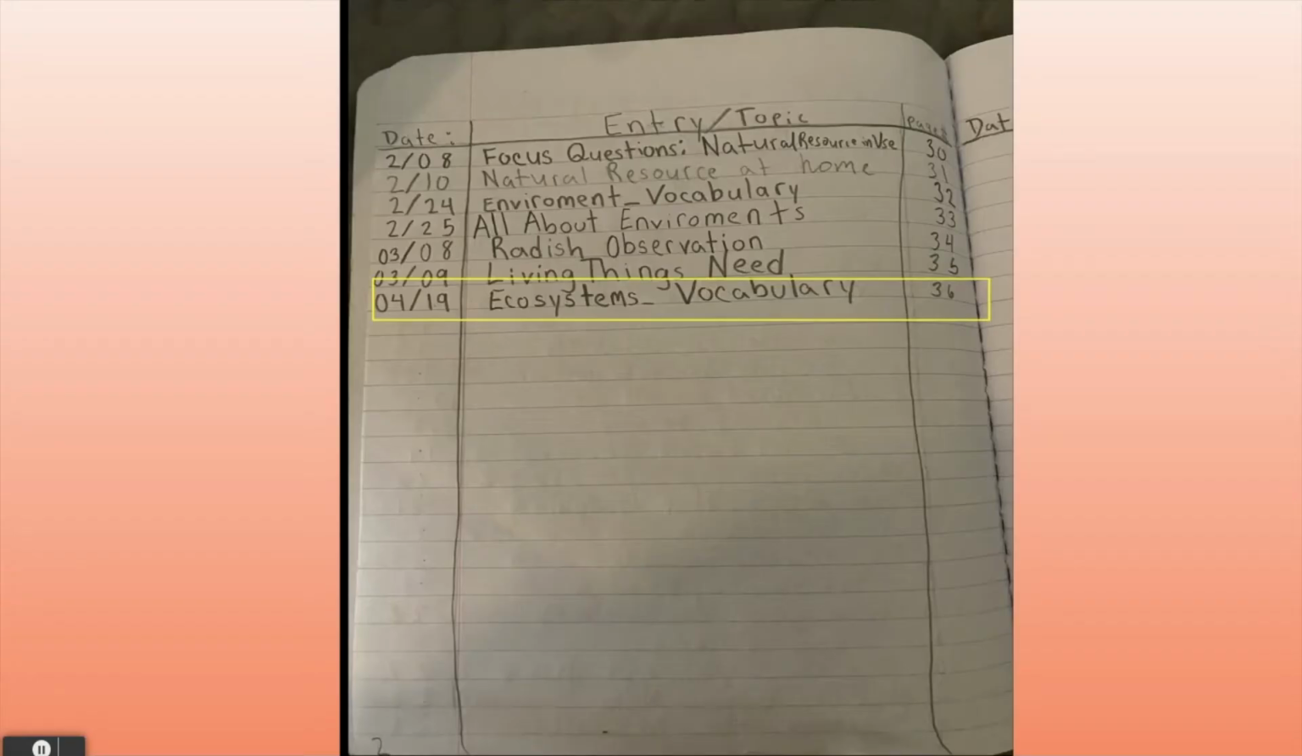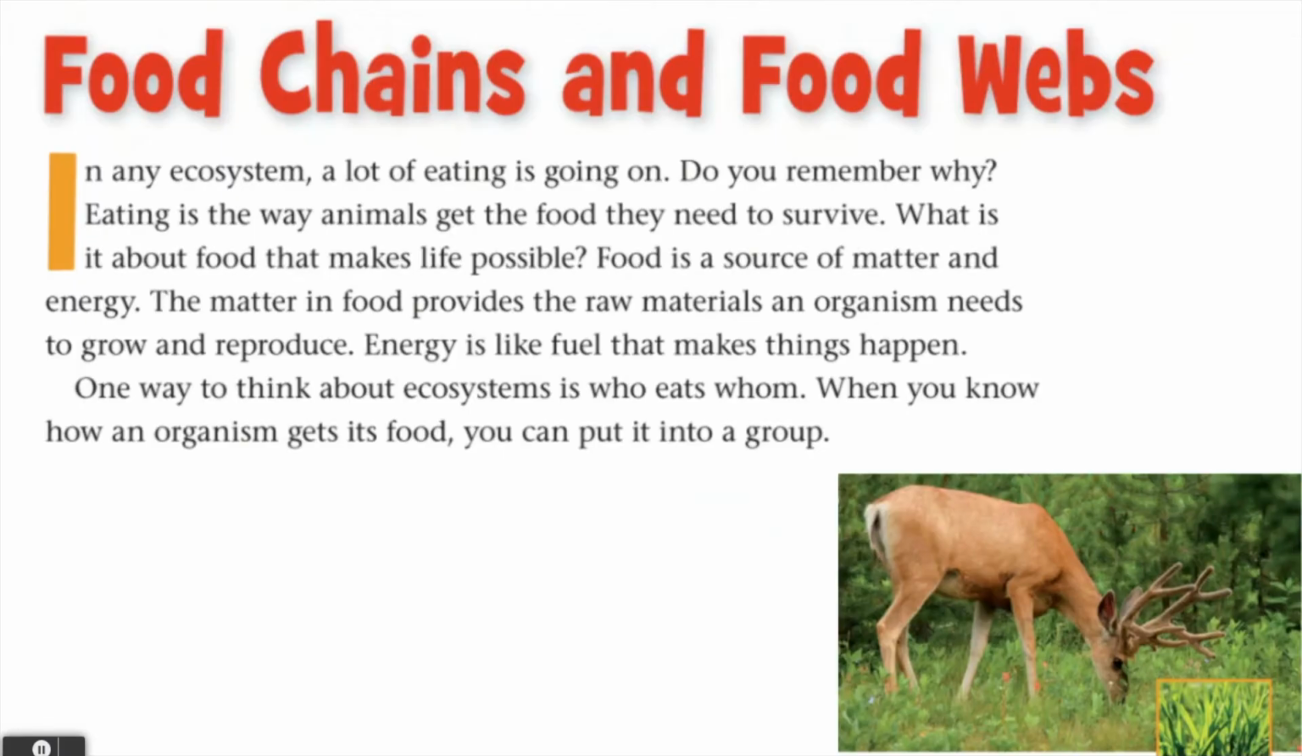Now that you have added that into your table of contents, we can go ahead and start our lesson. We will be reading our FOSS ebook, and as we read, we will be pausing throughout to add the different vocabulary words onto page 36. Let's begin reading our FOSS ebook.